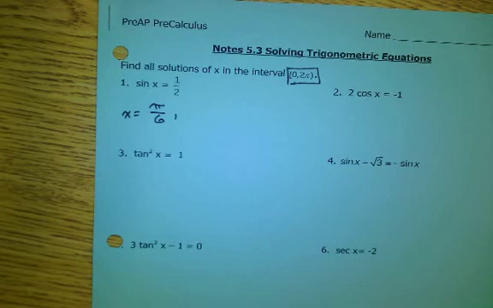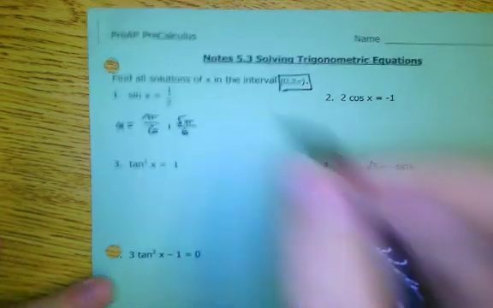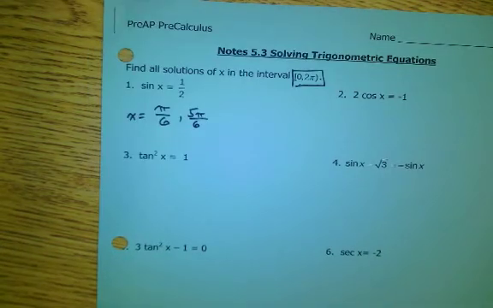When does sine equal a half? At 2 spots, in the first quadrant and the second quadrant. 5 pi over 6. Yes, so sine is positive in the first and second quadrant. So the answer is going to be pi over 6 and 5 pi over 6.